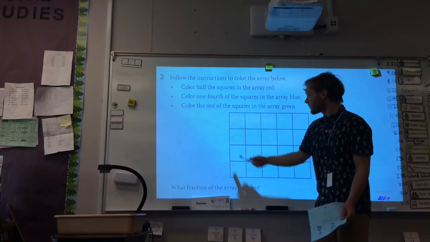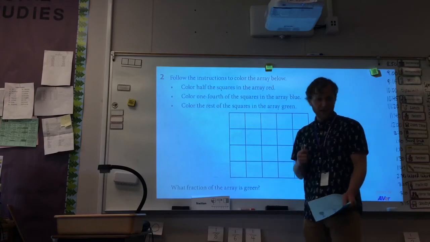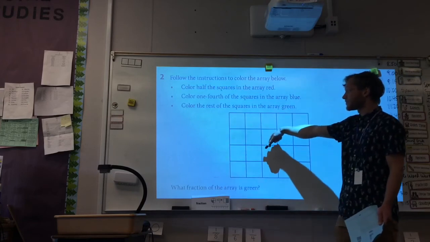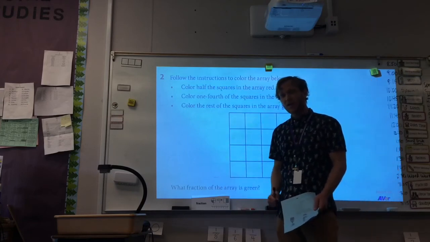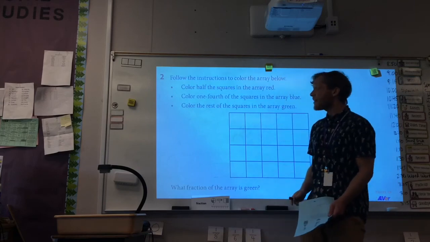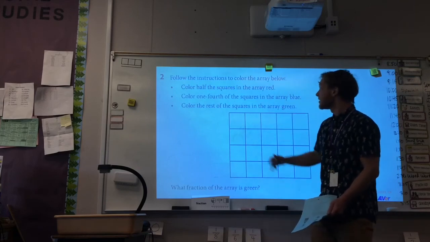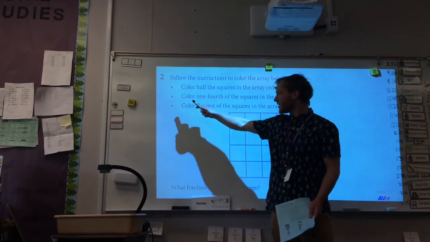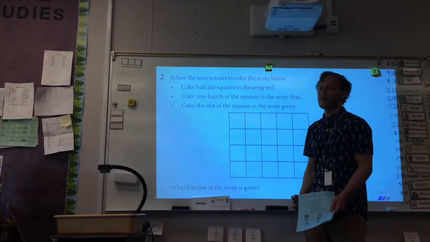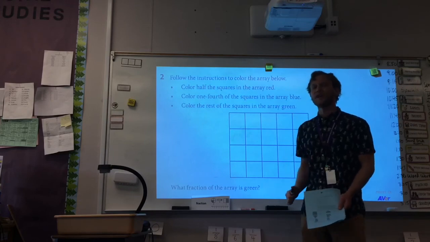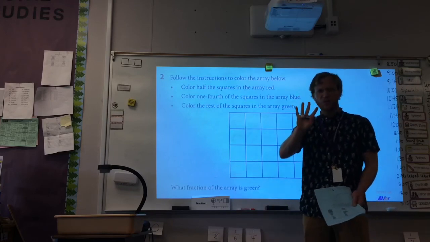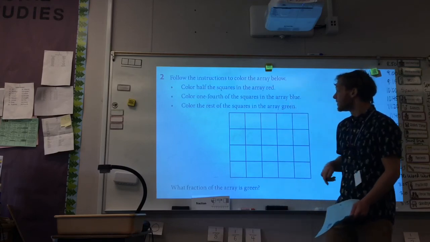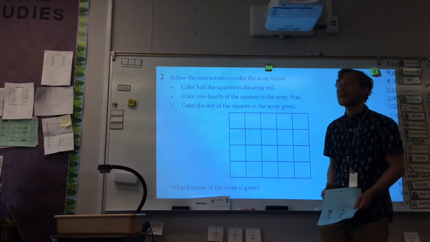Okay? So first we'll need to figure out how many squares there are. If you need help on this part, go back and watch lesson number 1 on multiplying with arrays. So once you figure out how many squares there are, you'll need to do half of those squares, 1/2, red. So go ahead and see if you can do that. Then you'll need to color 1/4 of those squares in the array blue. So take 1/4, or divide that total number into 4 equal parts, and then color just one of those parts blue. Then the rest of the squares need to be colored in green.